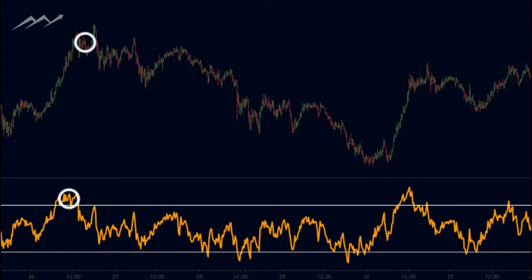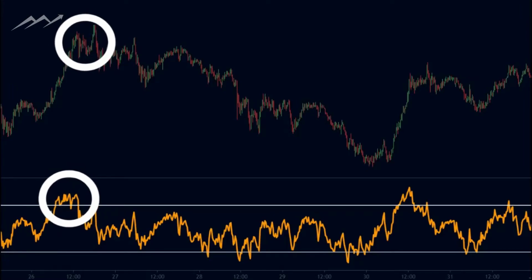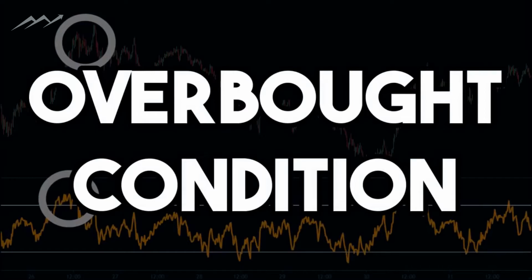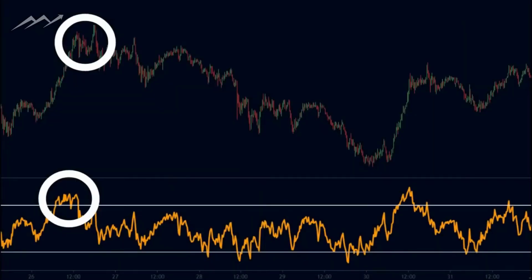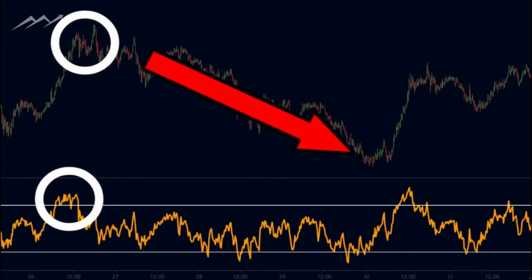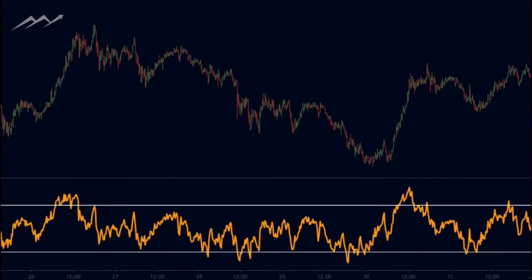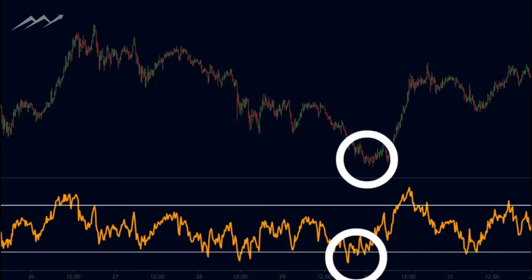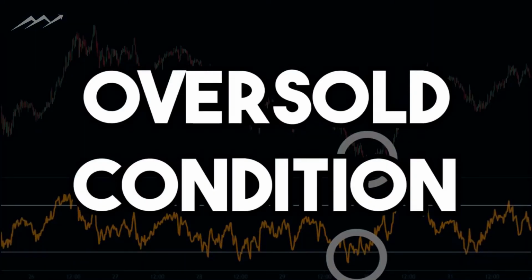Generally, when the RSI is above 70, it is considered to be in an overbought condition. This means that the price has become expensive, and we can expect a down move. On the other hand, when the RSI is below 30, it is considered to be in an oversold condition.